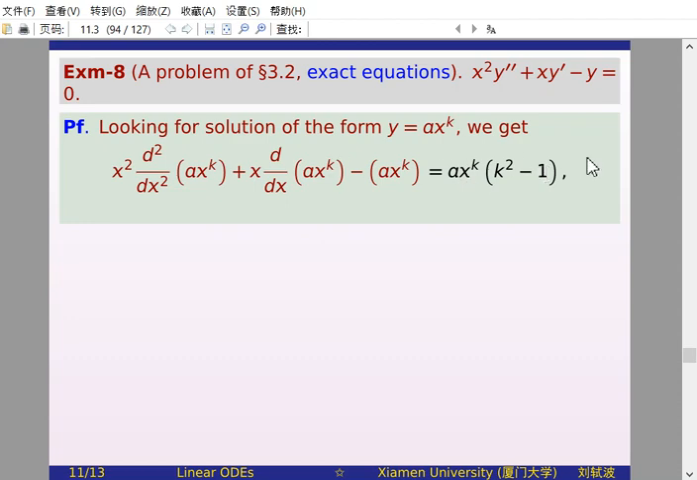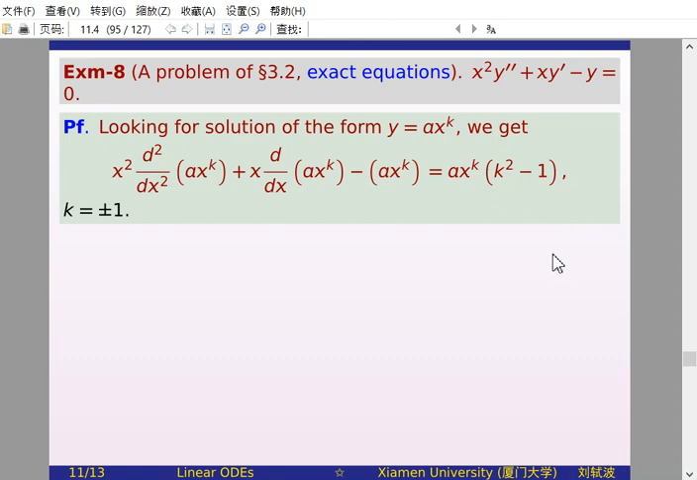To make this equal to 0, of course you can take a to be 0. A equal to 0 gives us y equal to 0, the zero solution, which is not interesting to us, not helpful. But here we have k squared minus 1. So we let k be such that k squared minus 1 is 0. So k is positive or negative 1. So for k equal to 1 or minus 1, y equal to x^k is a solution.